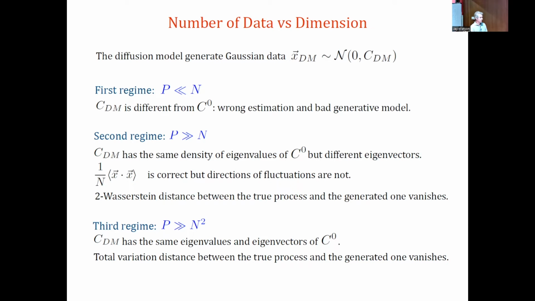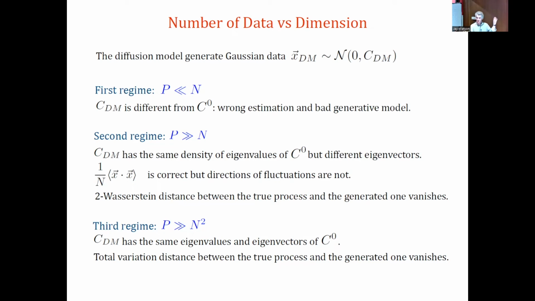Now, let's look at the third regime, in which the number of parameters is very large, larger than the dimension squared. In this case, the generative process is really good. Eigenvectors and eigenvalues are good, so the direction of fluctuations is correct. And in this case, not only is the Wasserstein distance 0, but also the total variation distance, which is a very demanding distance for probability distributions in high dimension, vanishes.